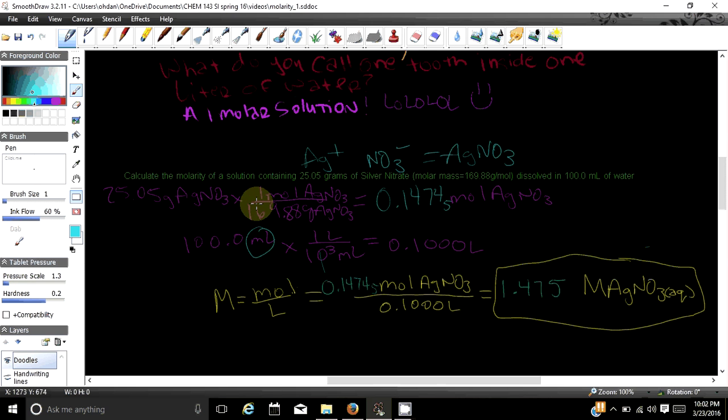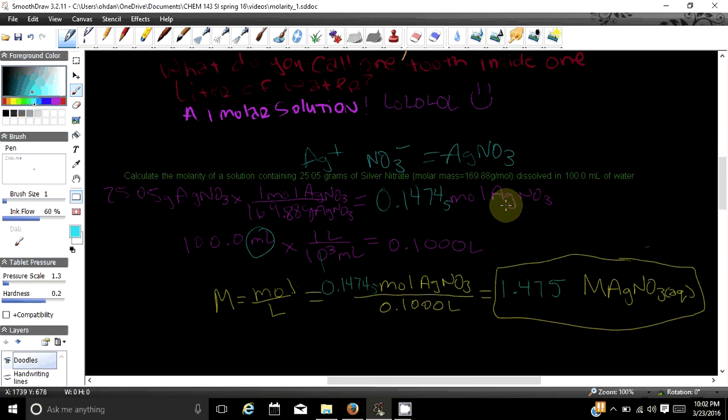So the first thing you'll do is turn these grams into moles. So 25.05 grams of silver nitrate divided by the number of grams in a mole, which is the molar mass, will give you the number of moles of silver nitrate that you have, which is 0.1474, and then I put the little 5 down here. That's your first insignificant figure. You'll see me using this a lot. It's just something that I'm learning to do for my chem class.